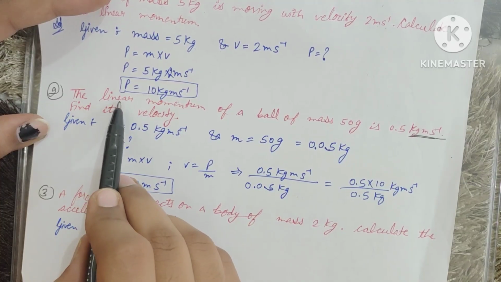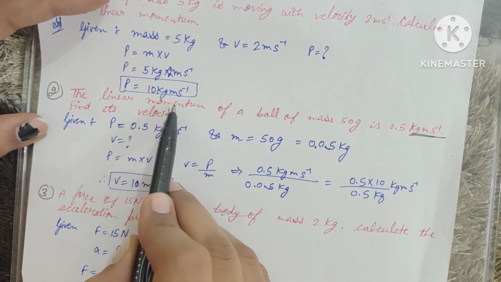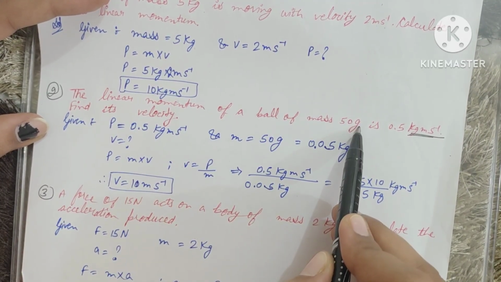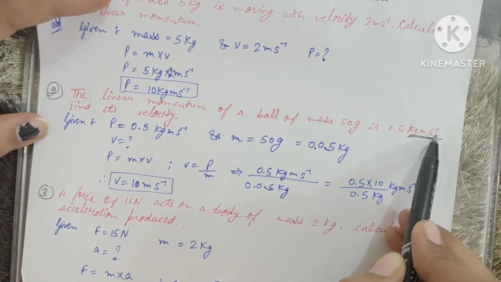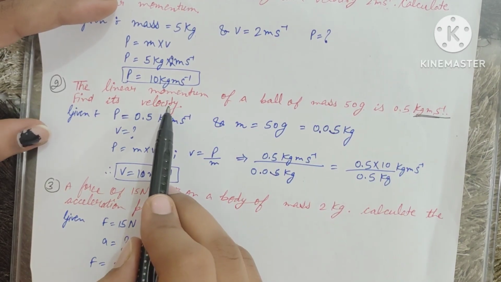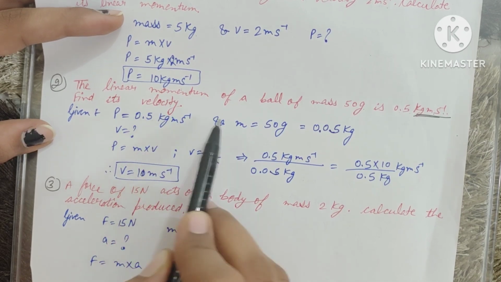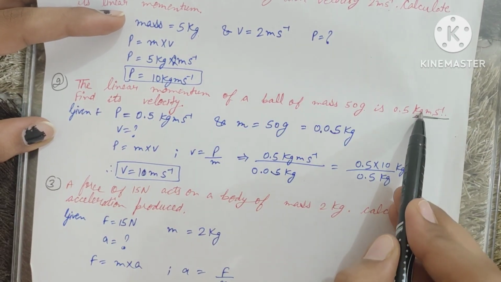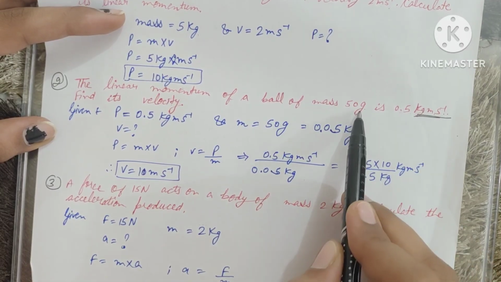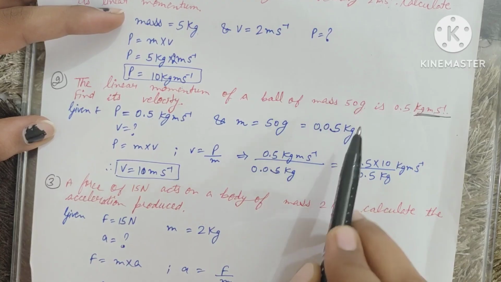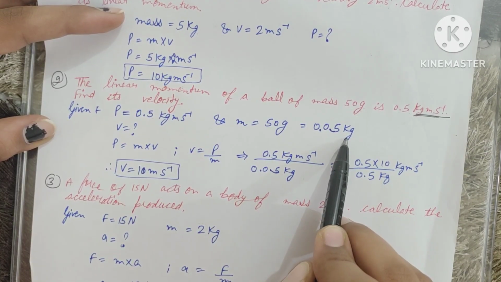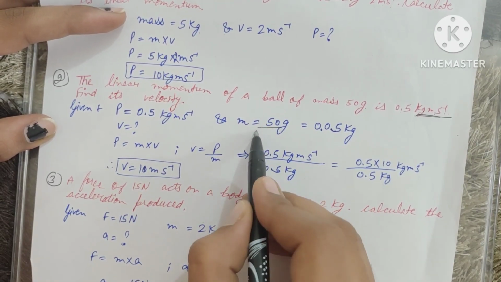And they said it at the start also: the linear momentum of a ball whose mass is 50 grams, its linear momentum is 0.5 kilogram meter per second. We have to find out the velocity here. So these things are given to us. The units of the linear momentum are in kg for the mass. So we need to convert the mass of the ball from gram to the kilogram by dividing it with 1000.